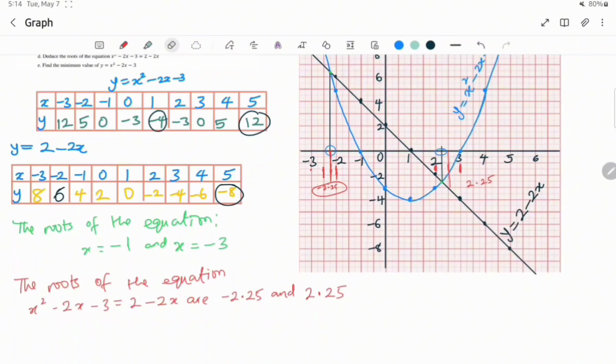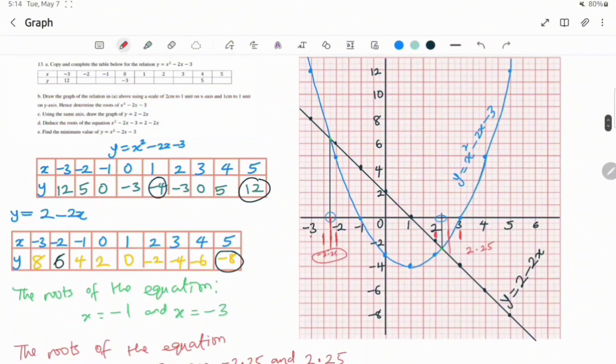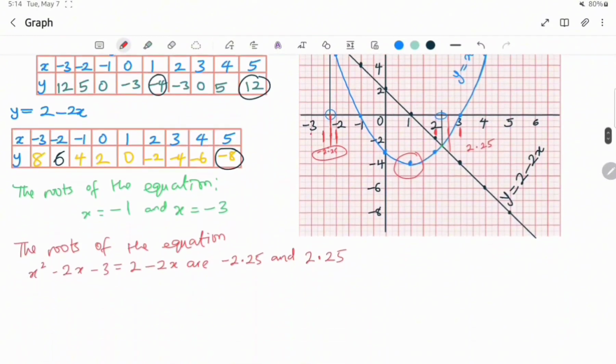Now, for the last part in this question 13, we are asked to find the minimum value of y. Well, from the graph, the minimum value of y is actually very obvious, because this is the point where y is minimum, and that's minus 4. Therefore, the minimum value of y is negative 4.